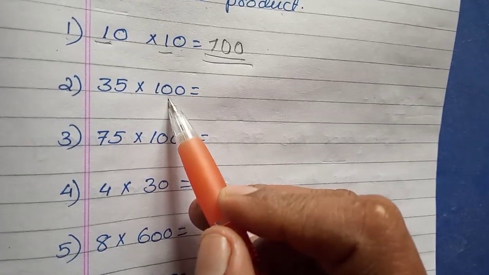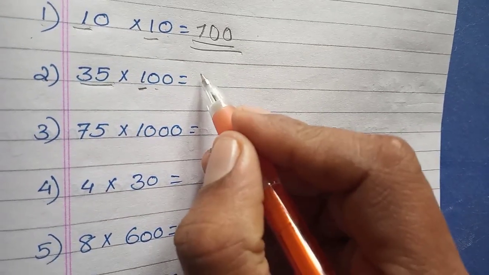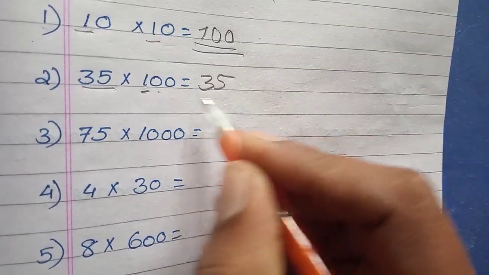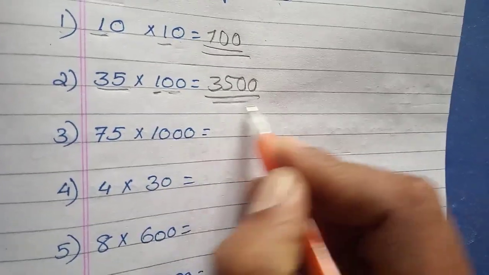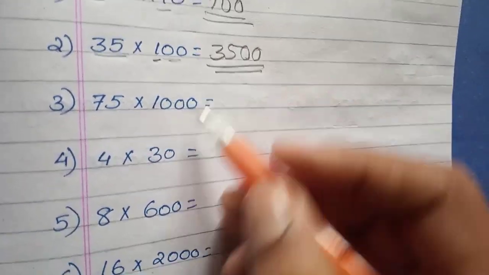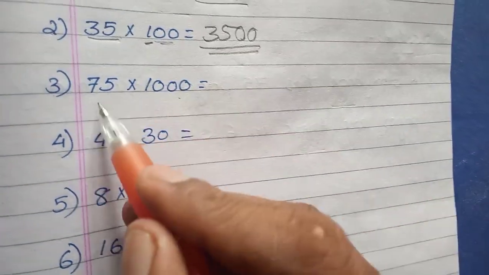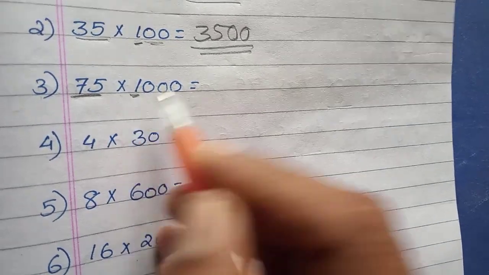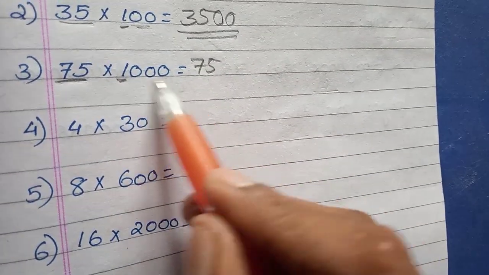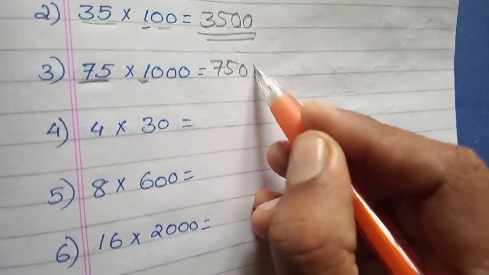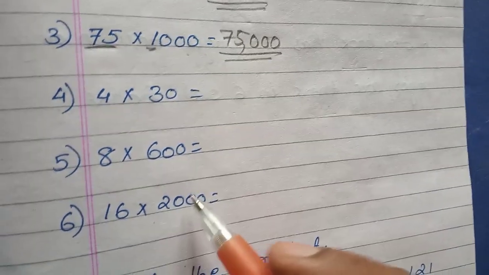Question number 2. 35 into 100. 35 into 1, 35. Then put these two zeros on the right side. Answer is 3500. Question number 3. 75 into 1000. 75 into 1, 75. Then add these three zeros: 1, 2, 3. Answer is 75,000.